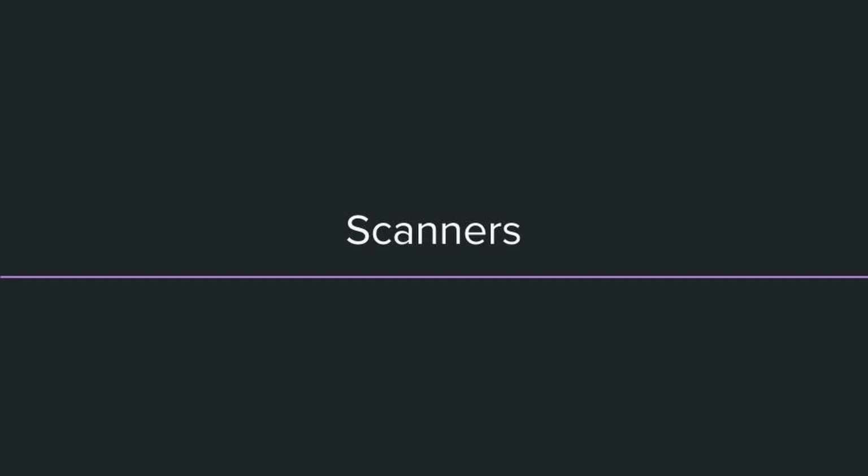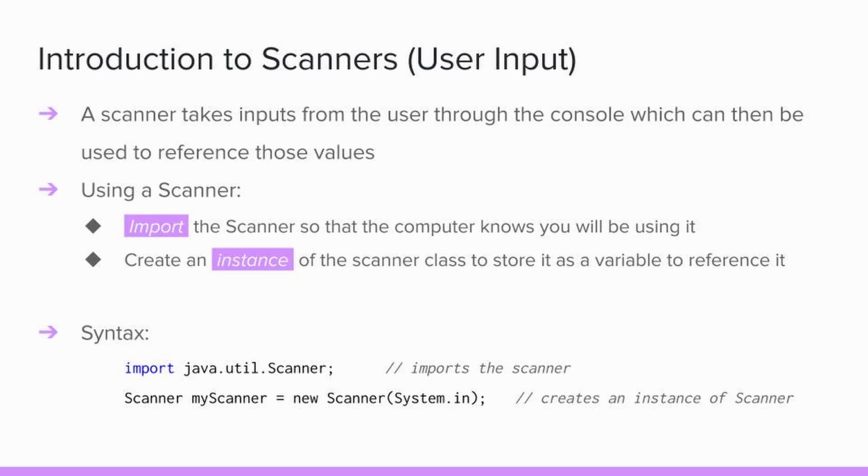Now we'll be introducing scanners, which is our topic for today. A scanner takes the inputs from the user through the console. A scanner will typically first print a question or ask the user to enter some information, and then the scanner will read the information and save it to a variable so that the user's input can be later referenced.